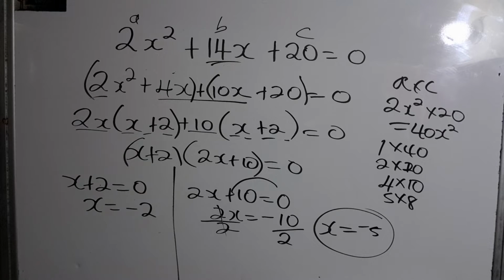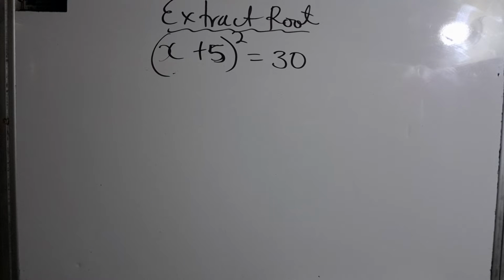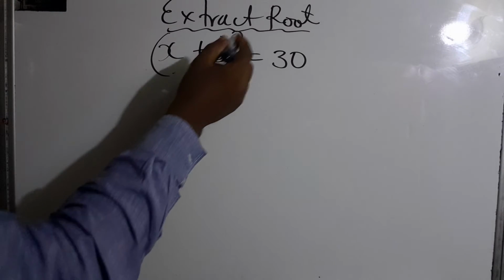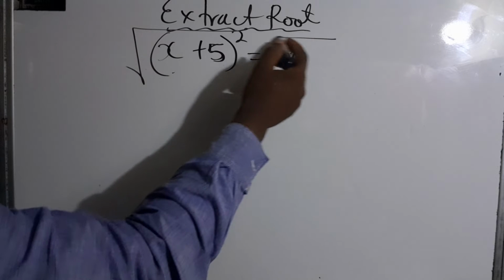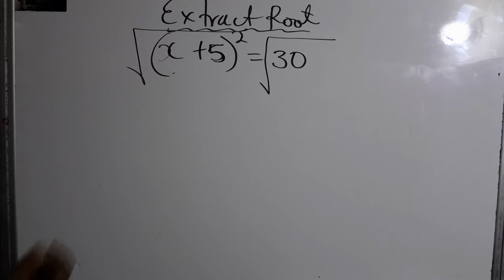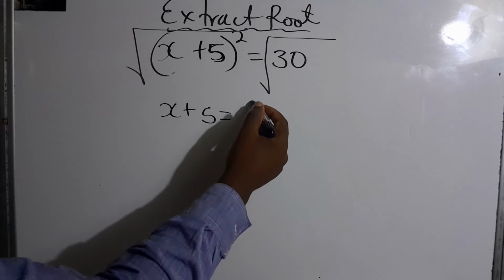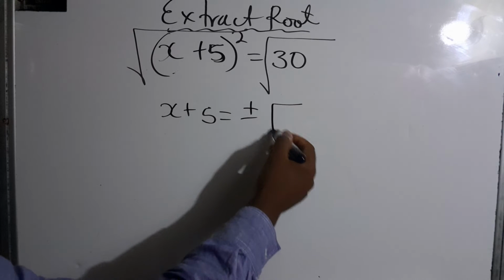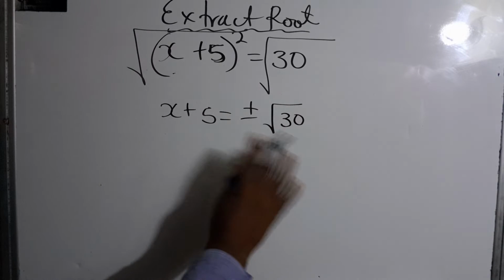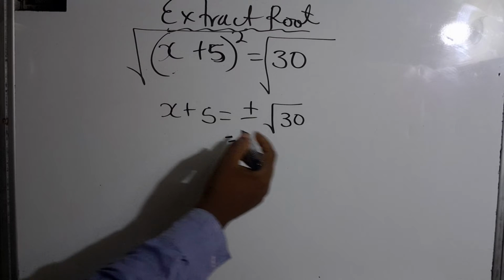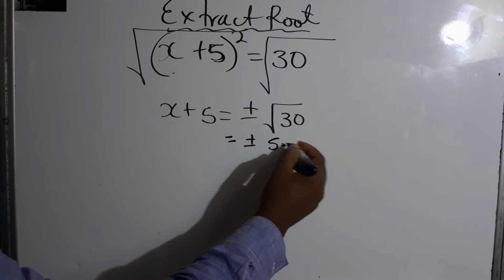Alright, let's look at another. Here we're asked to extract the root. So we have x plus 5 squared is equal to 30. What we're going to do, guys, is take the inverse of square, which is to find the square root. When we find the square root, we'll be left with x plus 5. And of course, you know that the square root of 30 is positive and negative. So just punch it in and find the square root of 30, which works out to 5.5.